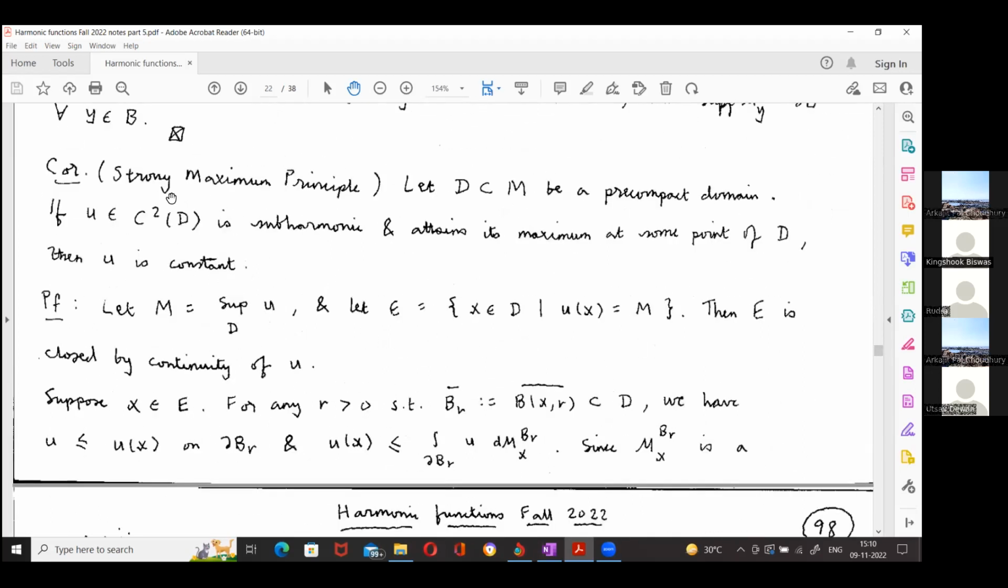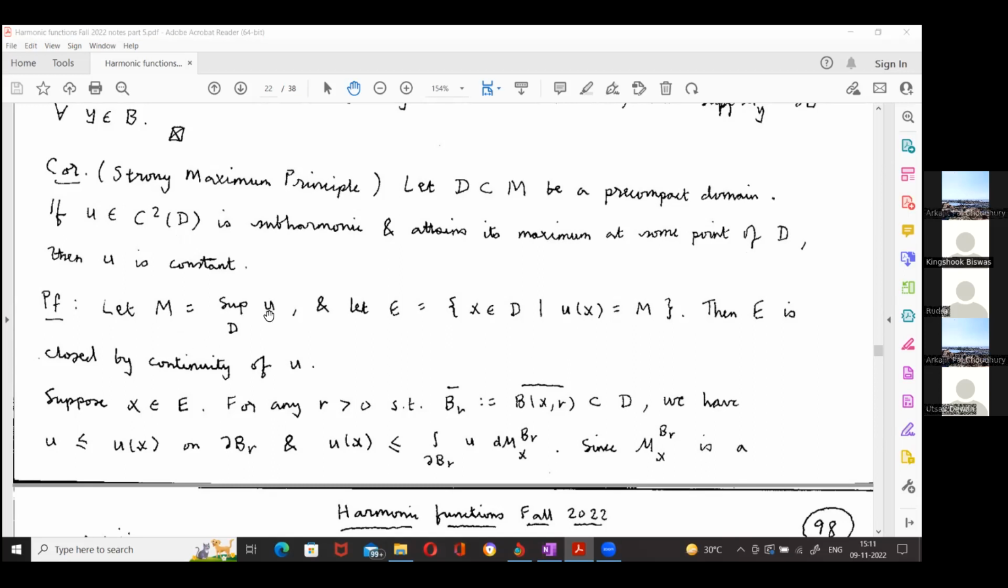So first, using harmonic measures, we're going to show the strong maximum principle. Let D be a precompact domain in a Riemannian manifold. If U is a C2 function on D, which is subharmonic and attains its maximum at some point of D, then U is constant. Okay, so this is the strong maximum principle. The proof is similar to the proof in the Euclidean setting, where you would have used the submean value property with respect to Lebesgue measure on the boundaries of balls. Here we're going to use the harmonic measures.